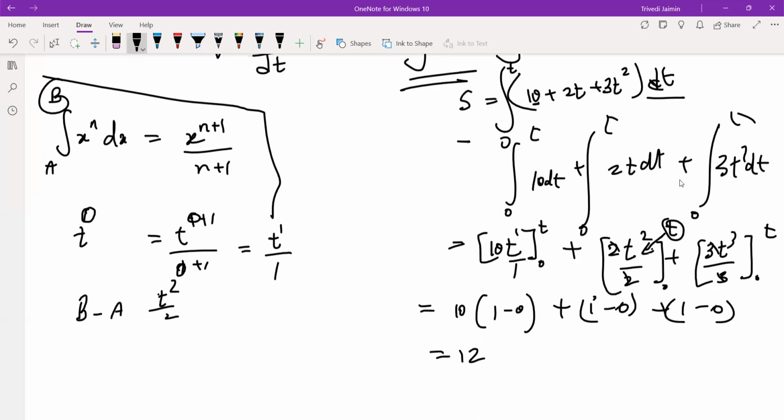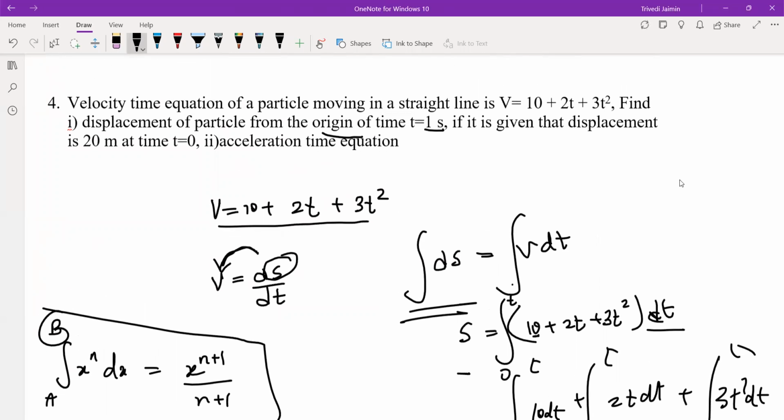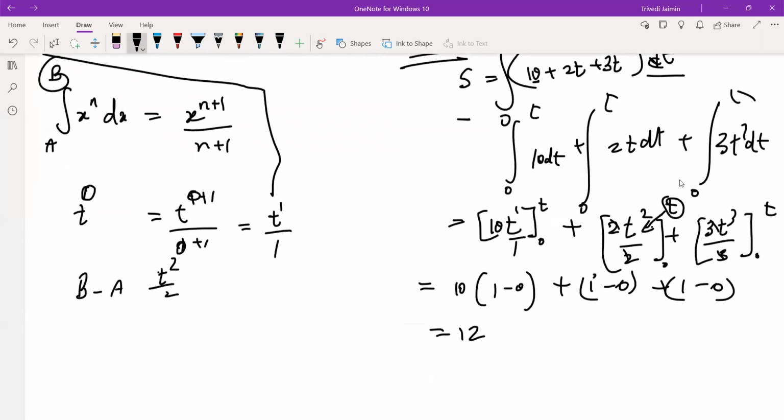Fine. So for the first one, displacement is 12. But now in this question, there is something extra. See, if it is given that displacement at time t equals 0 is 20 meters, that means whatever we did is s at 0. We need to add this one. Why am I writing here instead of this one? I can directly write here, plus 20.